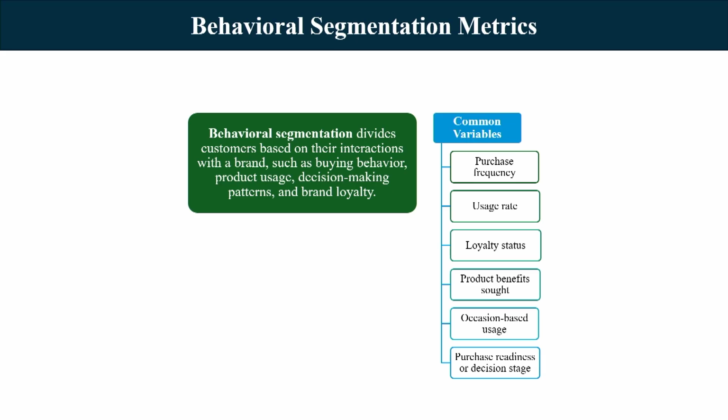Then occasion based uses, who are the customers who only purchase this product during Diwali or Christmas. Then the last one is the purchase readiness or decision stage, which stage in the customer decision making journey you are in, whether it is the awareness stage, the interest stage, the evaluation stage, the purchase stage, or the post purchase stage. So, these are the variables through which we can divide the market into homogeneous groups based on the customer's actual behavior.